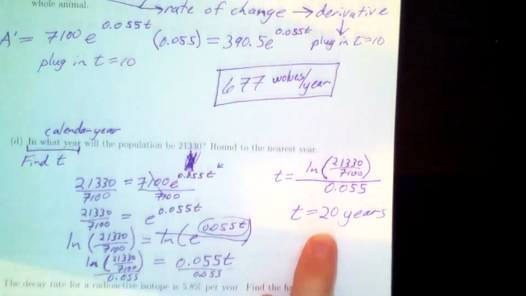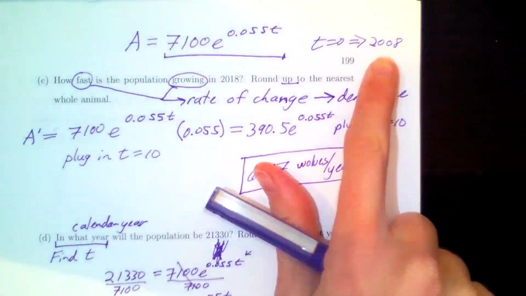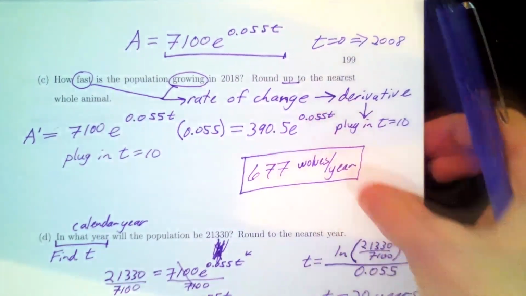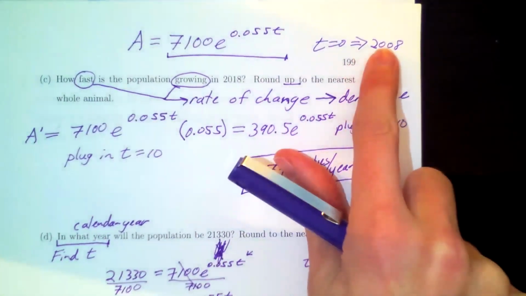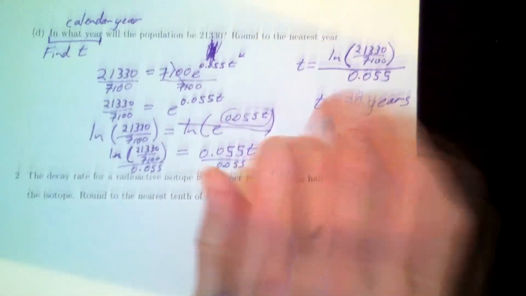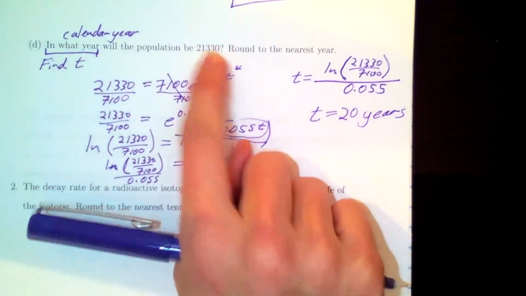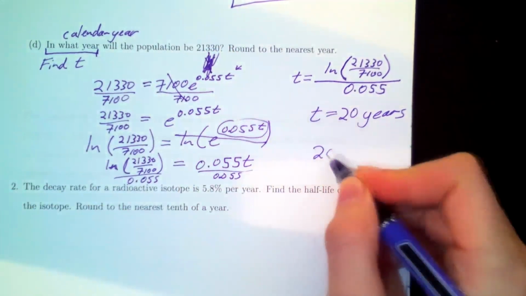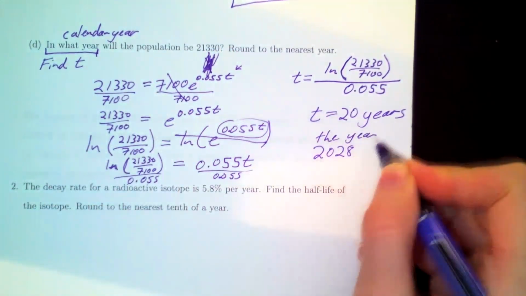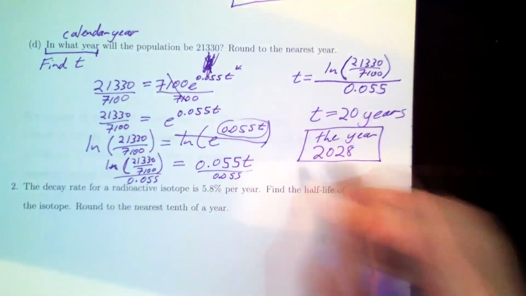So remember, we started this keeping track at the year 2008. That's when they started keeping track of the wolf population. So if I'm talking about something that's 20 years later, that means the calendar year that this population number is reached would be 2028. That's the year 2028. That would be the answer.